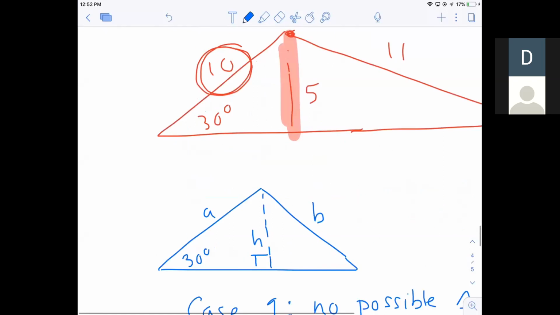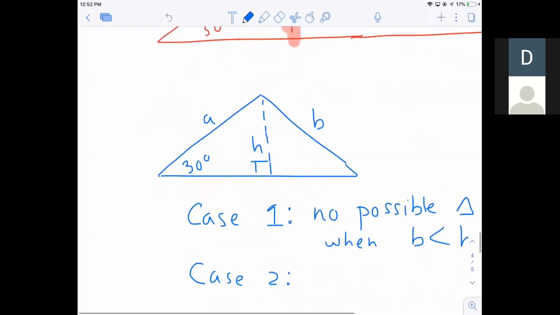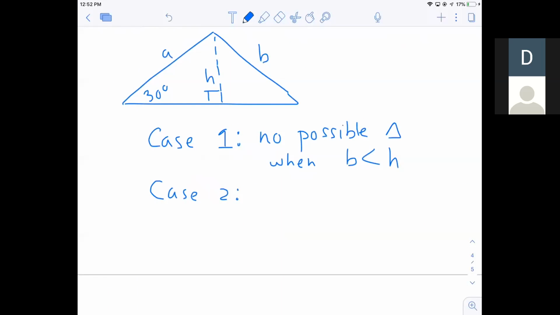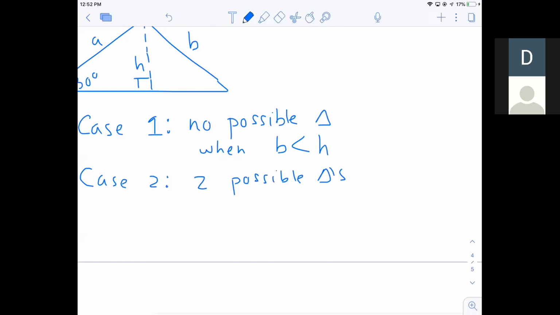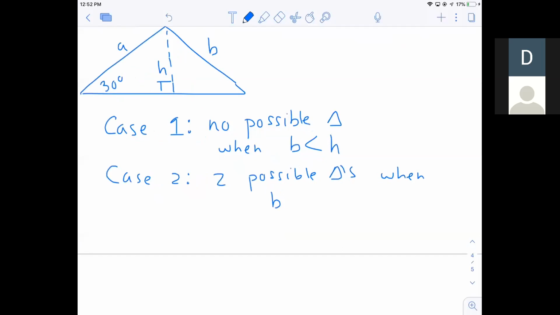All right? Case 2, we will have 2 possible triangles, one here and one here. Well, that was the example we did in the very beginning, like this, right? 6 and 6. That's going to happen when this value here is in between the height and that length. So that happens when we're going to have 2 possible triangles when that value of B is in between the values of A and H. So it has to be greater than H and less than A.